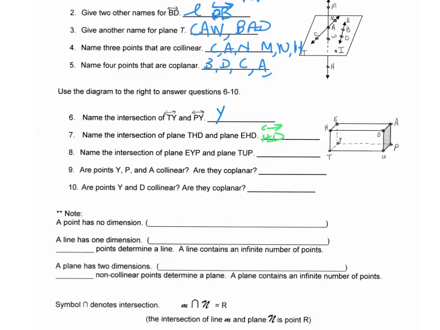All right, I'm going to name the intersection of plane EYP and plane TUP. Right away, ding, ding, ding, it's going to be a line. EYP is this back piece over here on the back. TUP is this piece down over here, so it's going to be line YP.